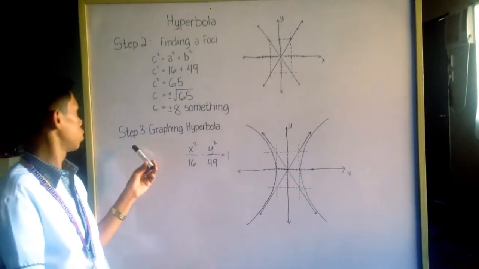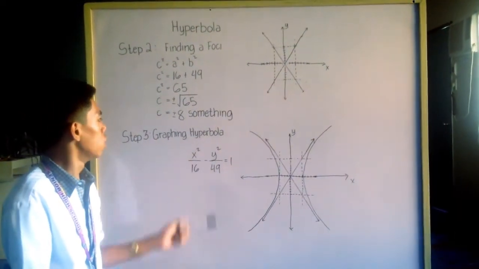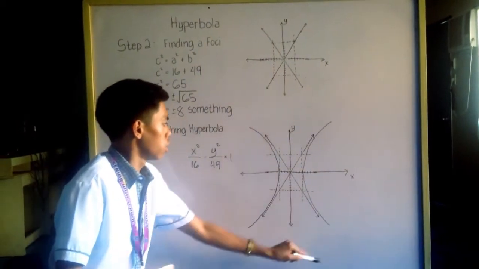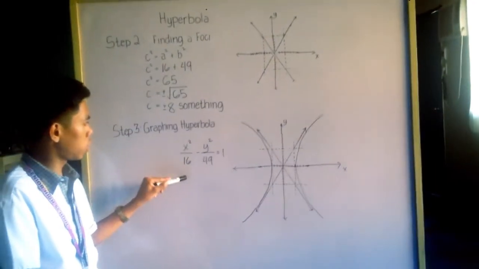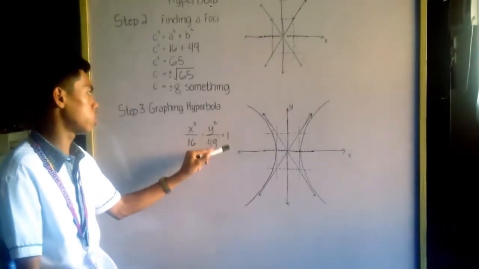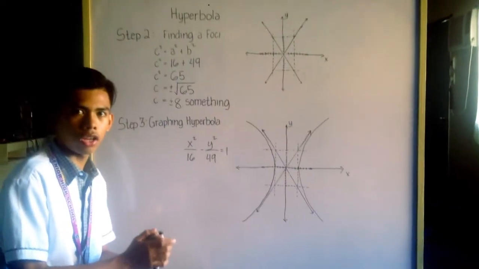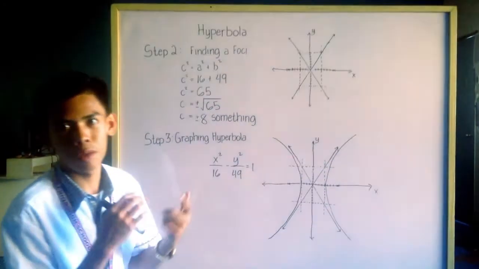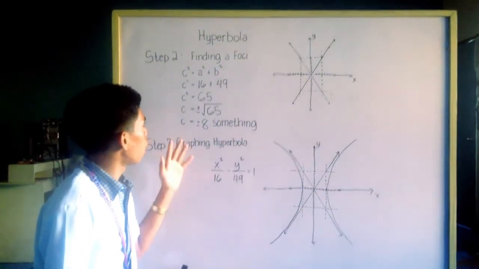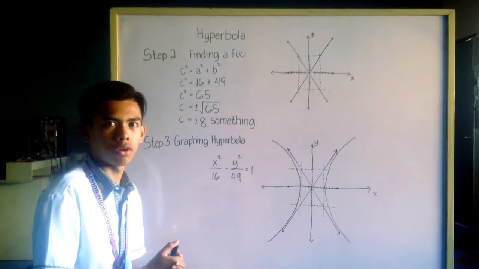So that gives us step number 3, graphing the hyperbola. This is the graph of the given equation x squared all over 16 minus y squared all over 49 is equal to 1. So that's all. Thank you. I hope you understand how to analyze a hyperbola and how to graph a hyperbola. So thank you.